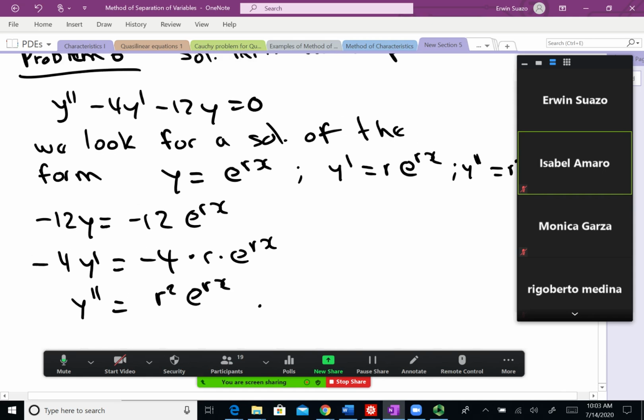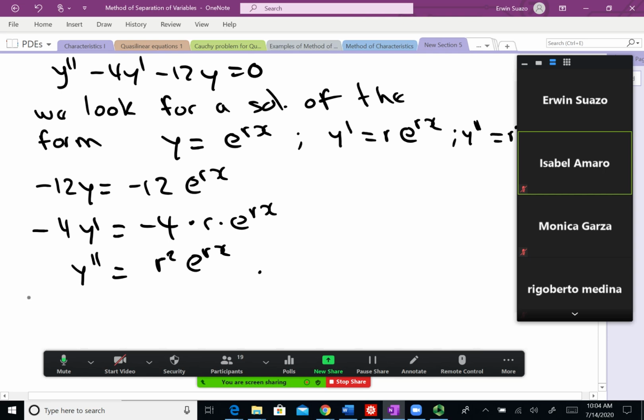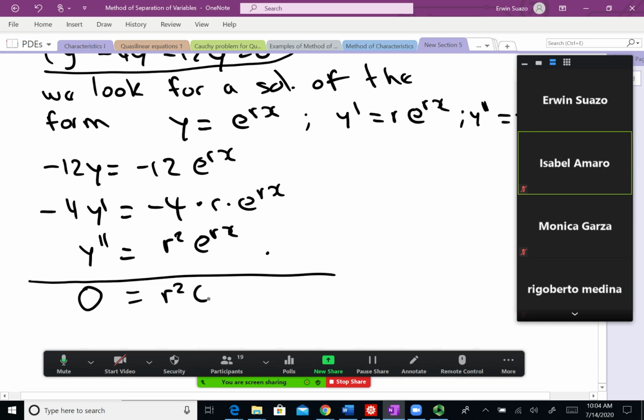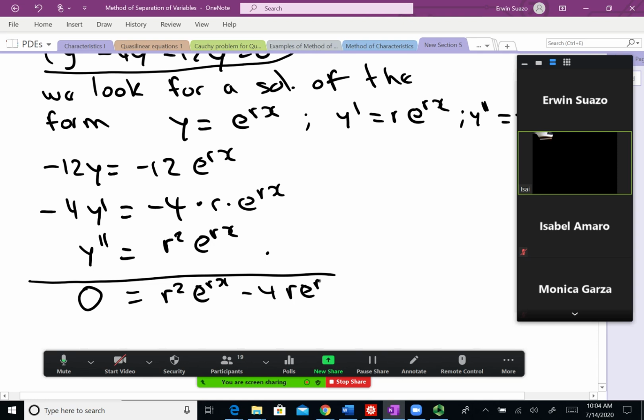So turns out that if I do y double prime minus 4y prime minus 12y, if I add the whole thing, what do I get? If I add this one plus this one plus this one, what do I get? 0, because that's the equation, right? So if I add all these, I get r squared e to the rx minus 4 r e to the rx minus 12 e to the rx. So any ideas? What would you like to do now?